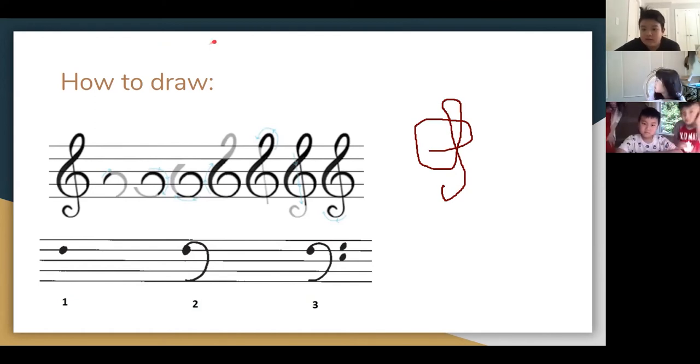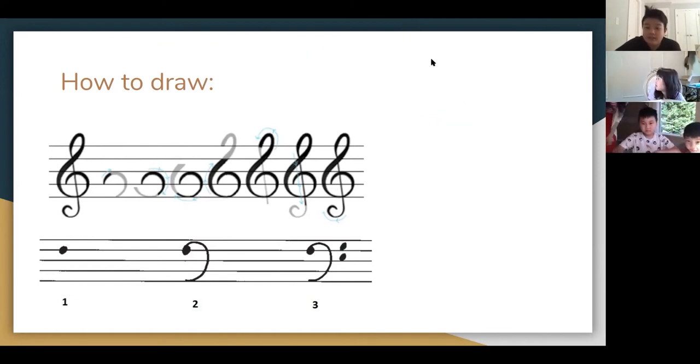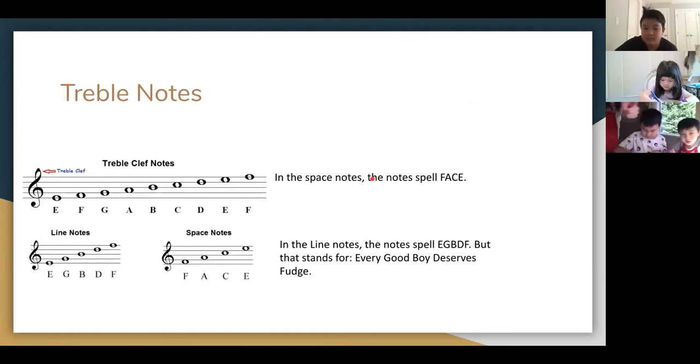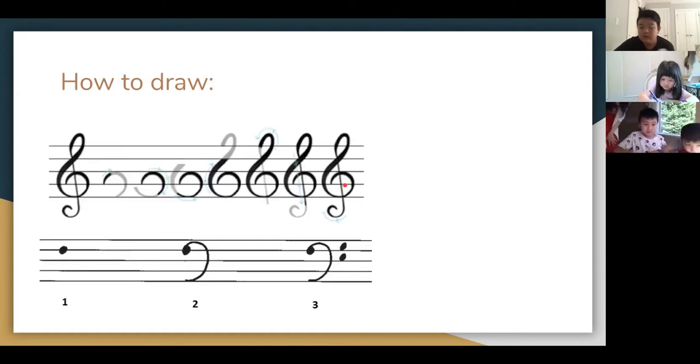All right, so we're gonna go into the next thing because you guys know how to draw this, right? Okay, so we're gonna start off with the bass clef because the bass clef is easier. So can you draw the 5 lines and the 4 spaces, please? So this is the bass clef, and that's the treble.